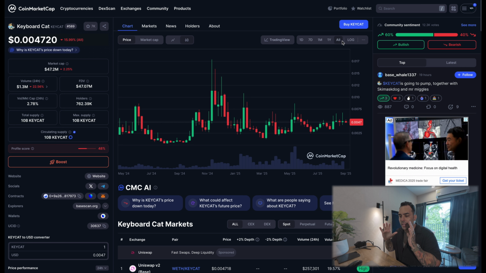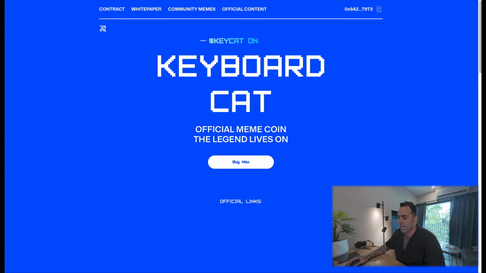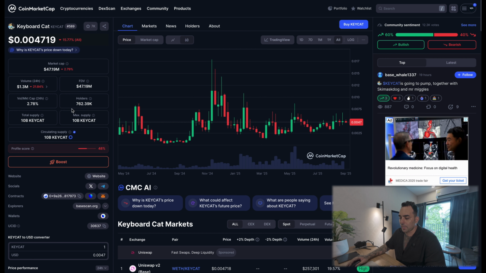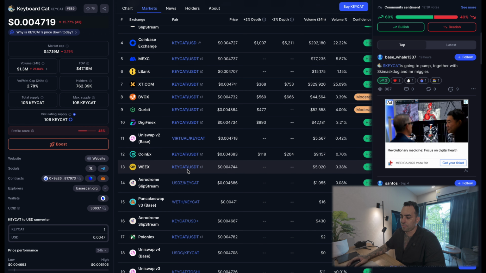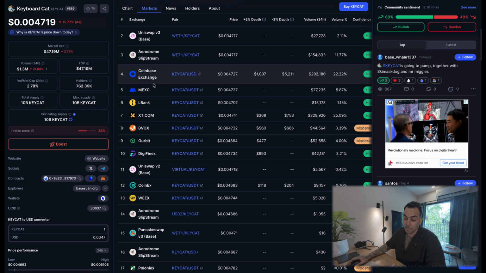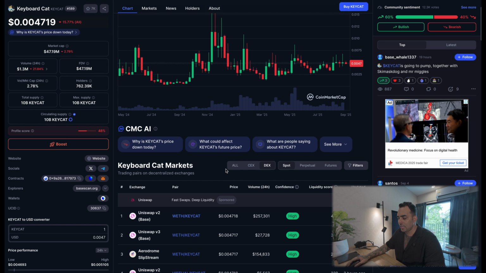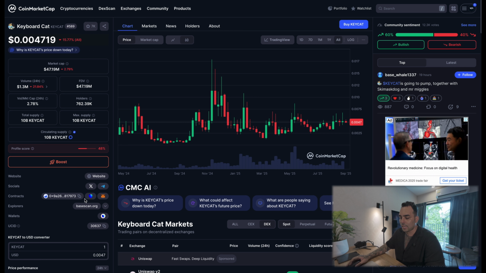Look at this. Now, this Keyboard Cat, I believe this is a meme coin on Base. I'm not exactly sure yet for sure. The volume is $1.3 million. It's actually on a few centralized exchanges, including Coinbase Exchange. Is getting some, of course, traction from Base support as well. The DEX is here. They have some pretty good liquidity, I believe.